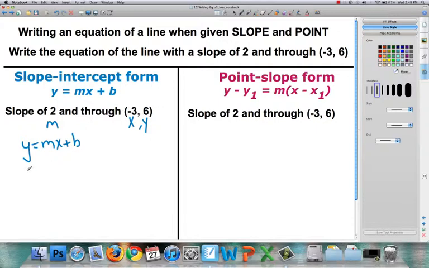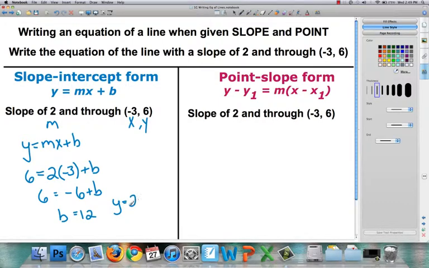We know 6 is y. We know m is 2. We know x is -3, and we want to solve for b. 6 equals -6 plus b, add 6 to both sides, and b is 12. So that means our equation of the line is y equals 2x plus 12.